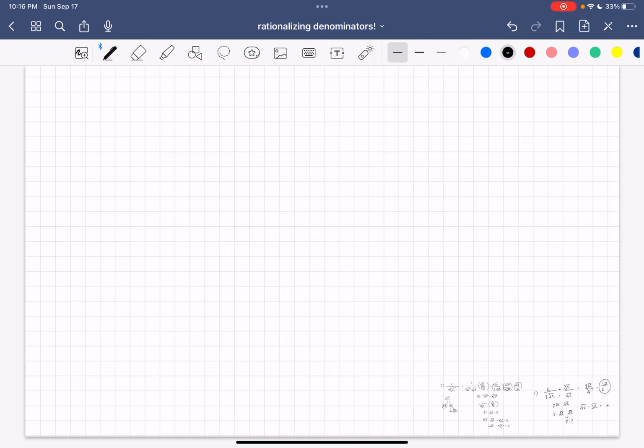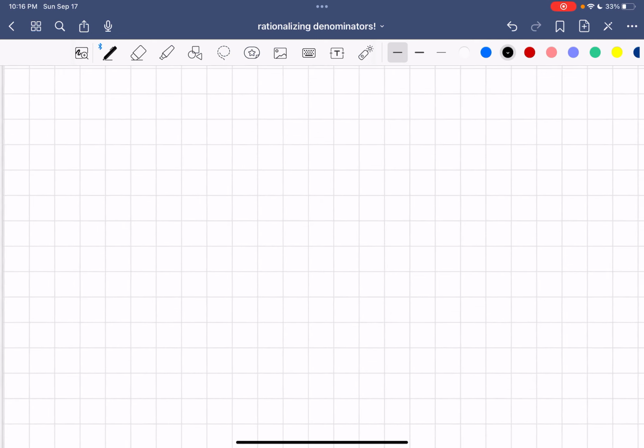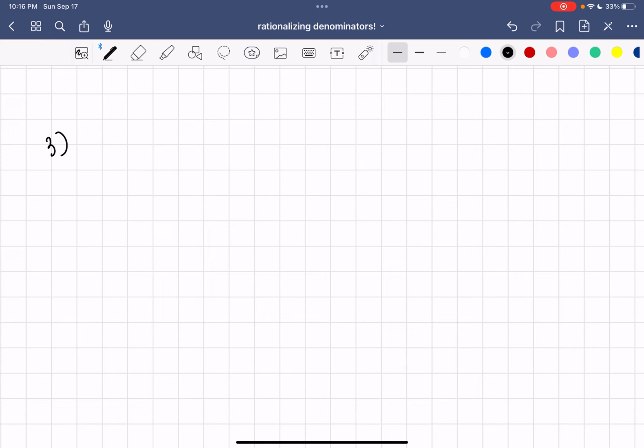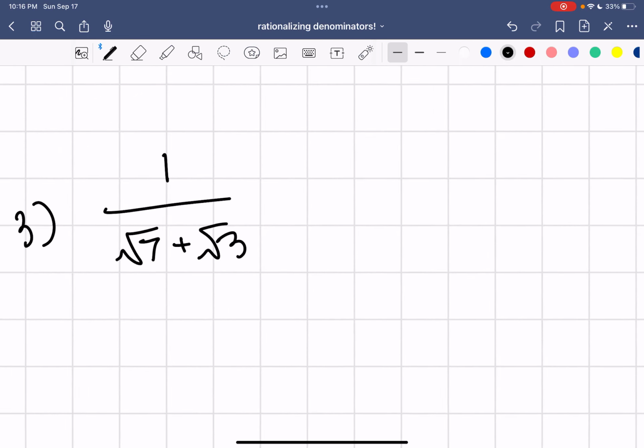Oh, I said I was going to teach you guys about conjugates. Okay. Let's see. Number 3. We have 1 over square root of 7 plus the square root of 3. So here you would have to multiply.